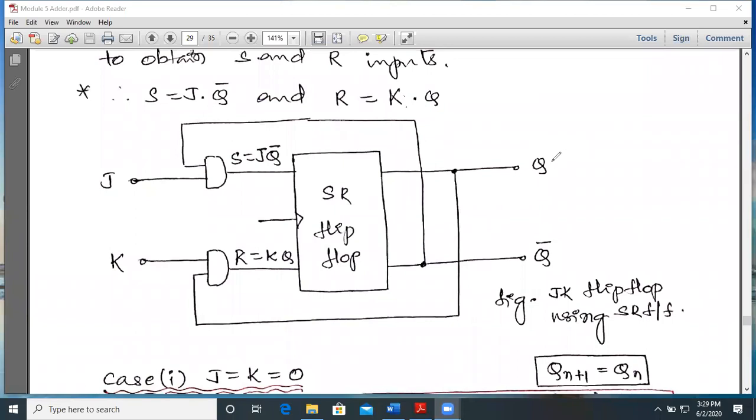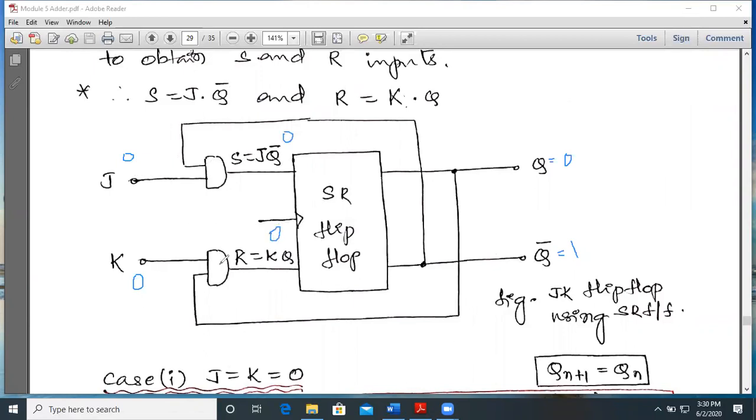Now let us take Q as 0, so thereby Q bar becomes 1. For the first case, we have J is equal to K is equal to 0. So now let us take here J is 0 and K is 0. If J and K both are zeros over here, what will be our S and R? First we need to do the analysis for S and R. So here, what is S input? It is J into Q bar, though Q bar is 1. Since J is already 0, we are getting S as 0 and R as 0.